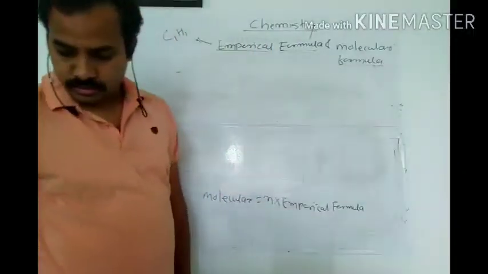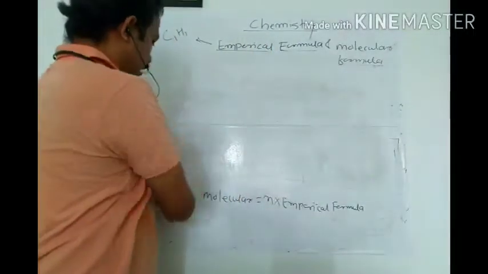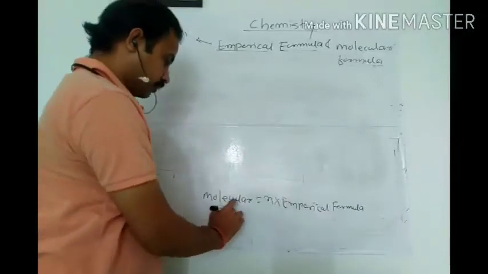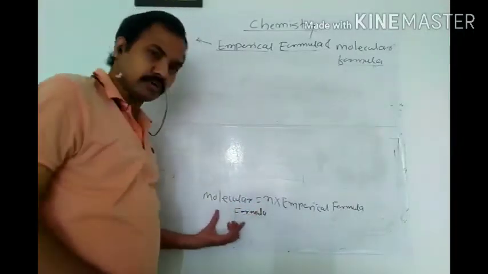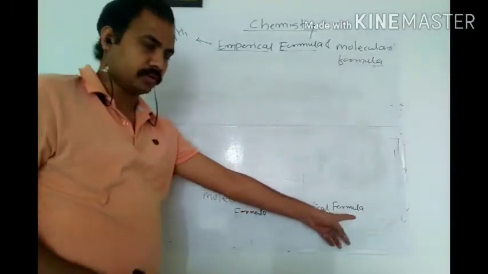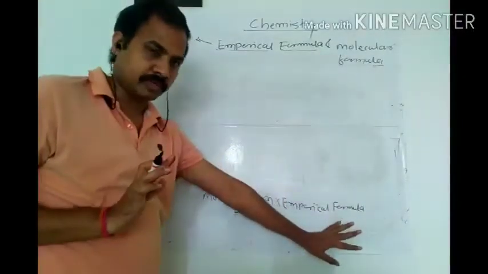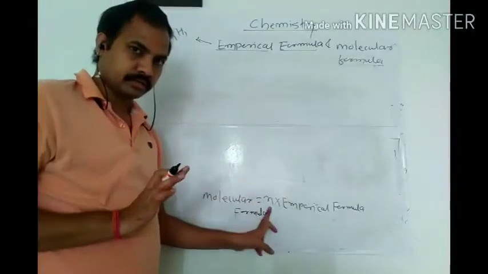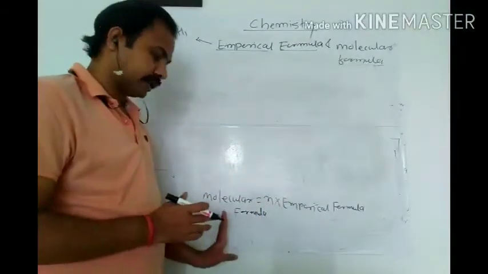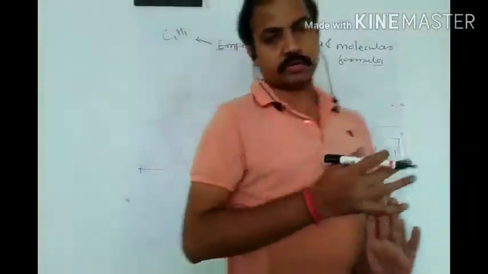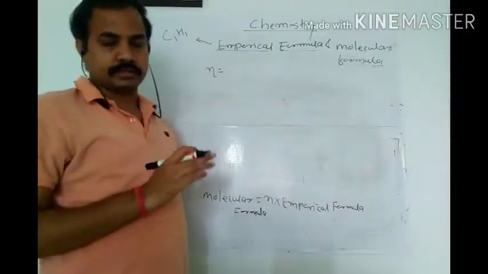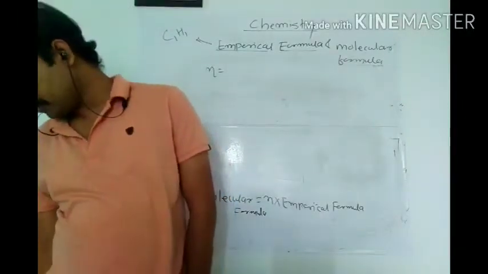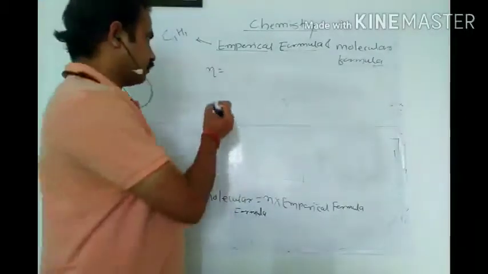Isn't it? So next, as per the formula to calculate the molecular formula, molecular formula equals N into empirical formula. Okay, I am having the empirical formula with me. If I know N, I can easily write down the molecular formula. So what do you mean by N? N is nothing but the index to write down the molecular formula. It is the ratio of molecular mass upon empirical formula mass.